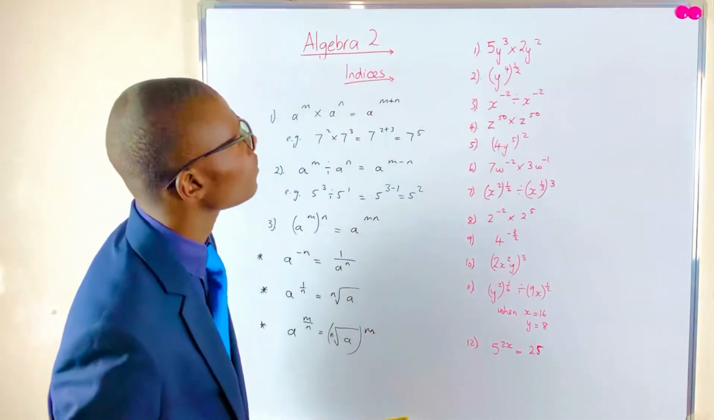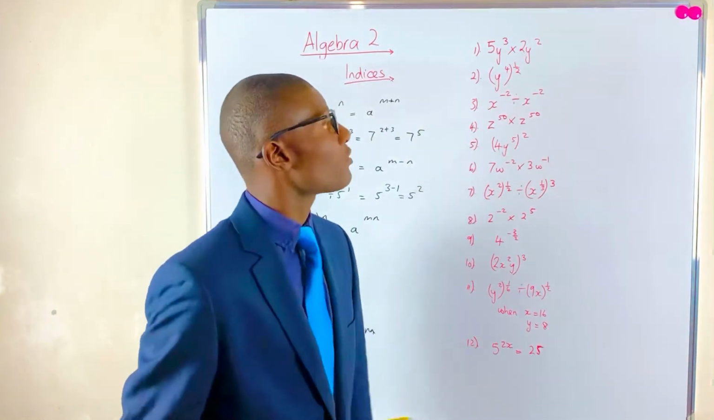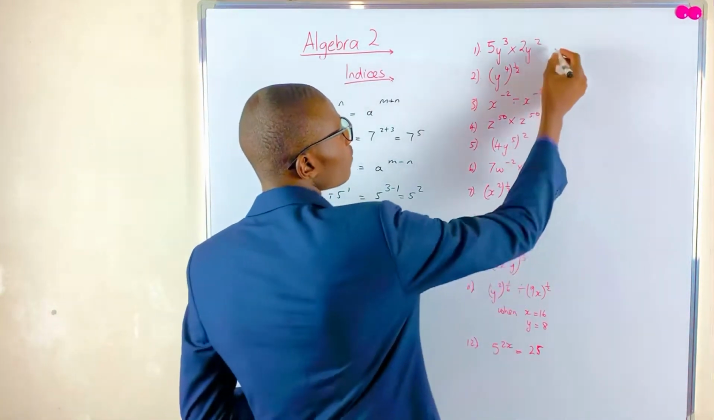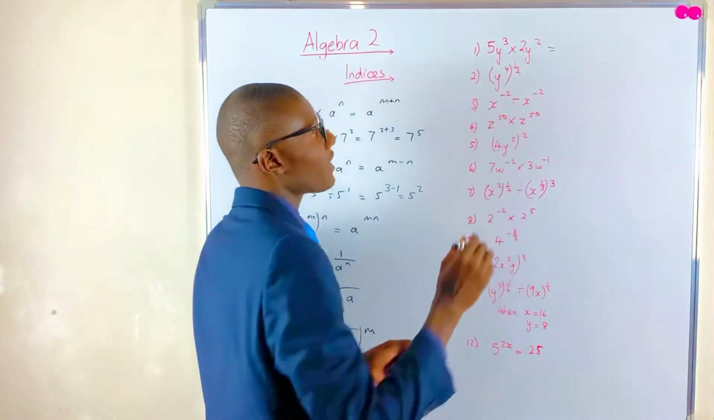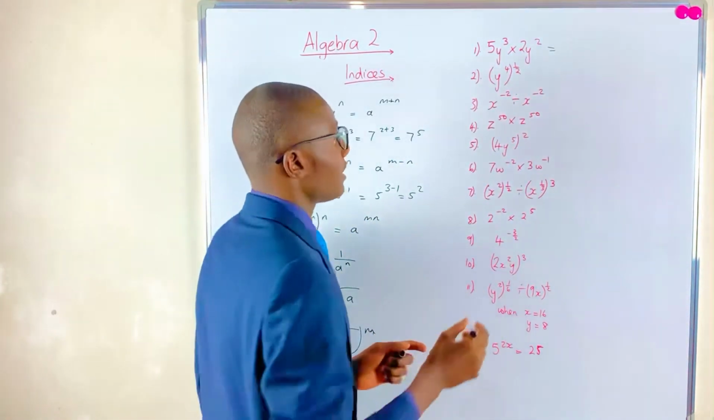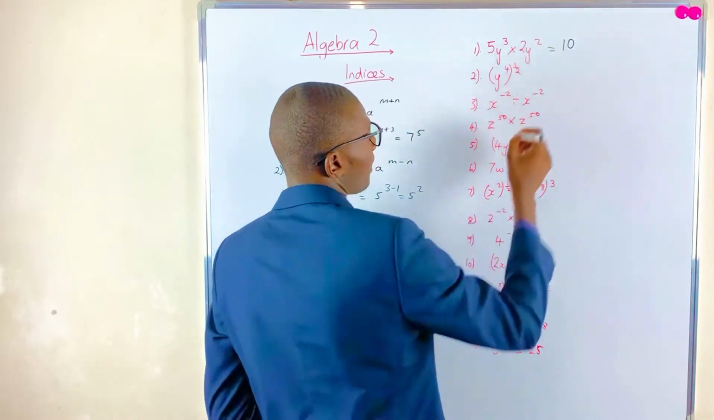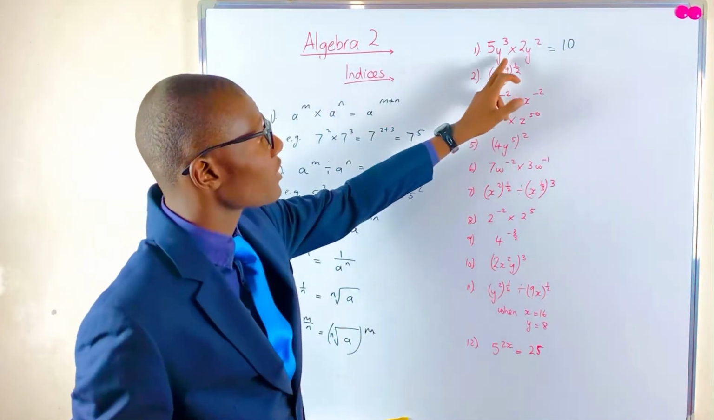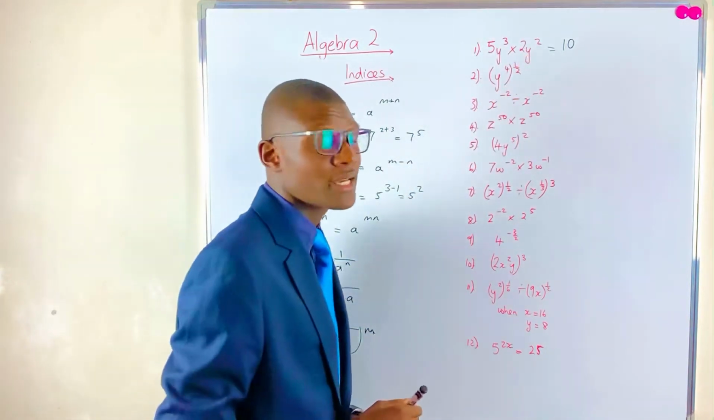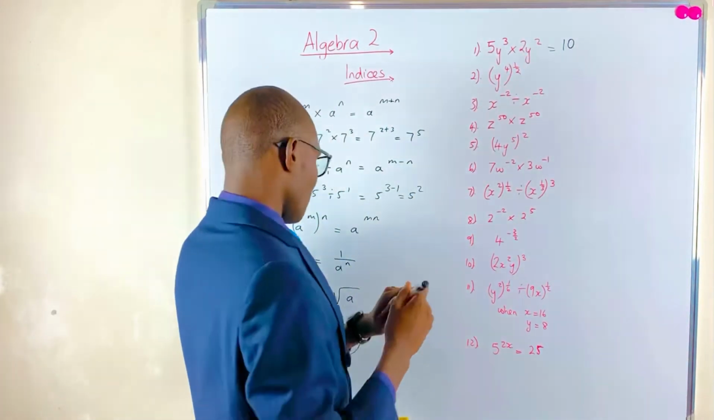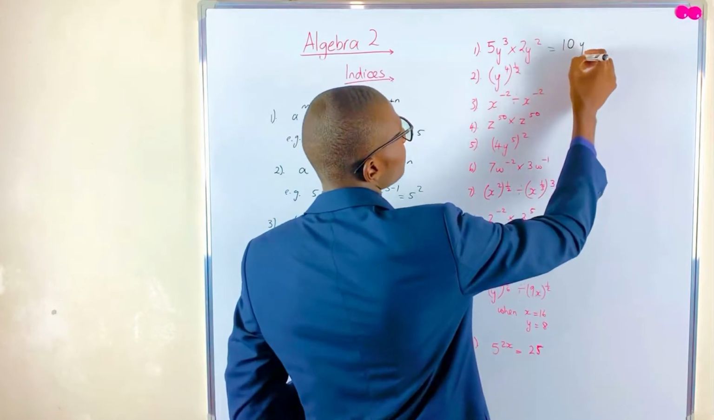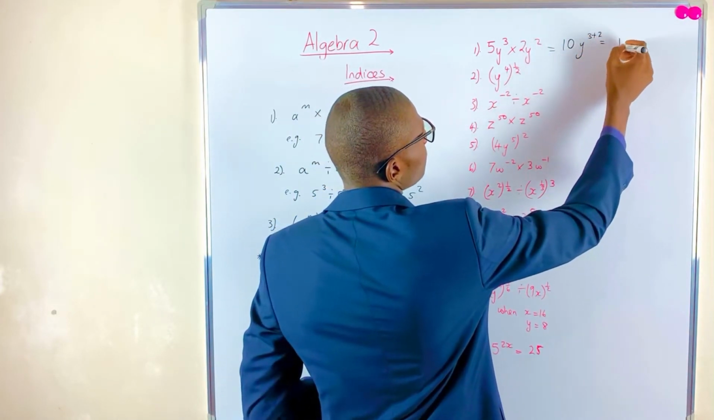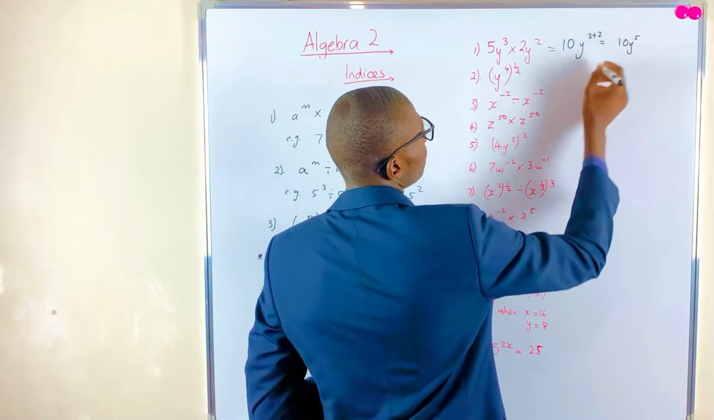So for the first one, we've got 5y to the power of 3 times 2y squared. Right. So firstly, we say 5 times 2, we get a 10. And then now for y, we've got y to the power of 3 times y squared. The base is the same and this is multiplication, so we add the powers. So y to the power of 3 plus 2, which is 10y to the power of 5.